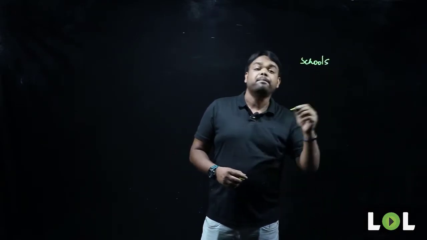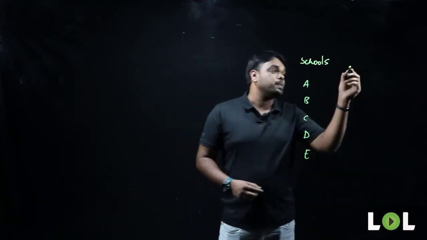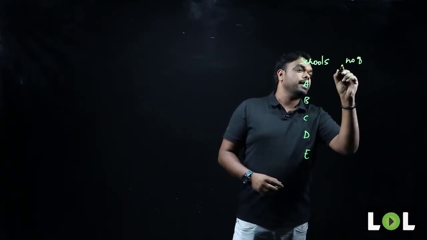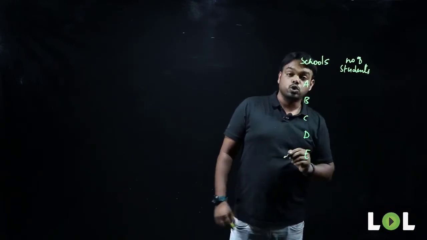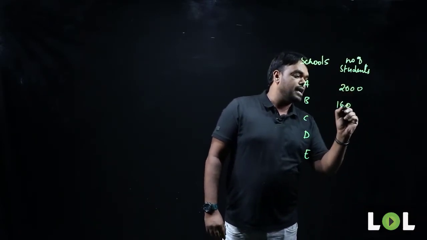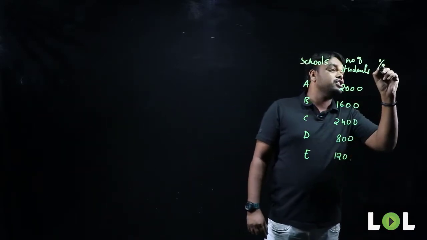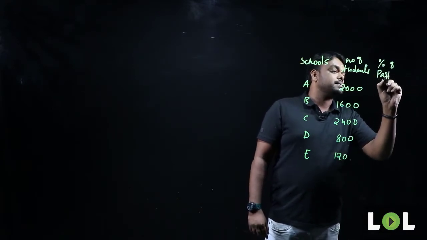So let us look into the kind of data interpretation that is given, people. So data interpretation was something like this with 3 columns. So I'm solving here a table. So it was talking about some schools and the students who are the participants in some kind of event guys. So there were 5 schools, let us say A, B, C, D, E, and the number of students in each school. I'm taking the numbers randomly here: 2000, 1600, 2400, 800 and 1200, and percentage of participants.